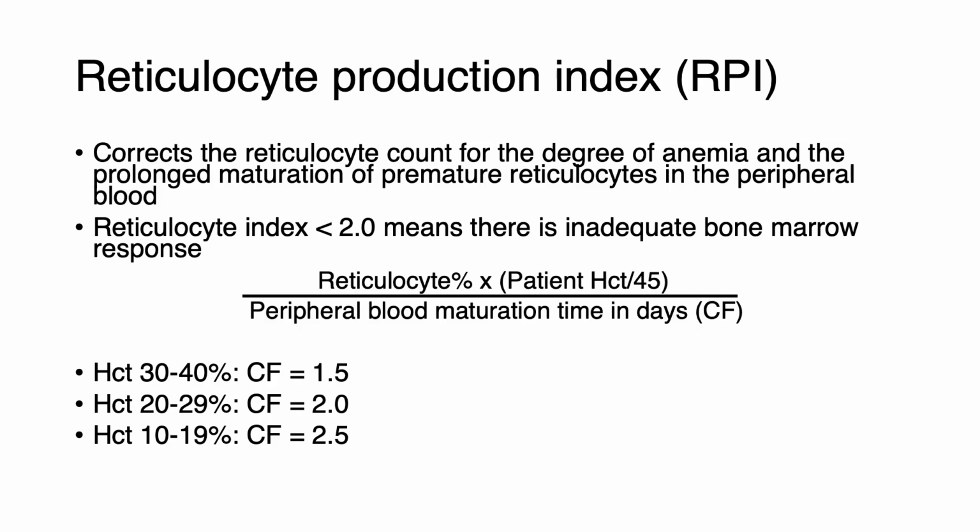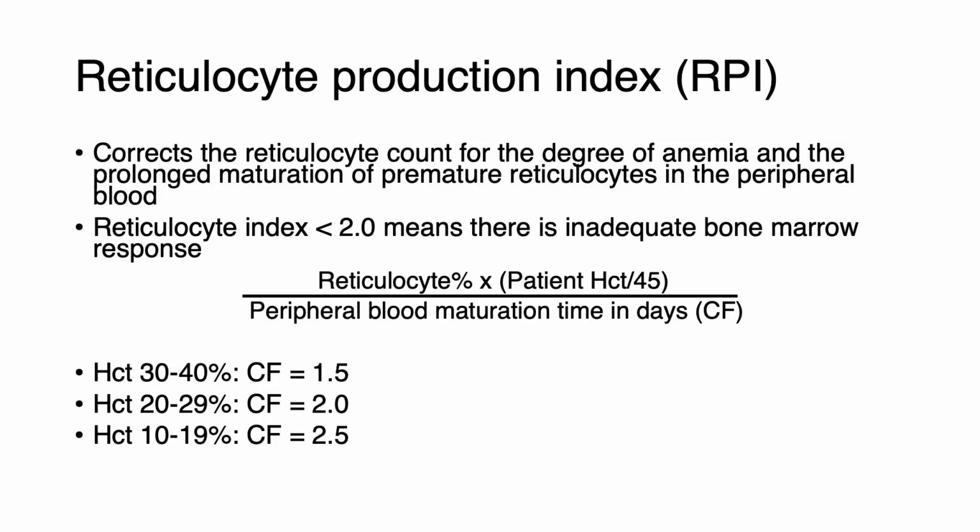Now, you can use the reticulocyte percentage as a pretty good estimate for whether there's increased production in the bone marrow due to acute blood loss or hemolysis. But the severity of the anemia will actually affect the maturation time of those reticulocytes. And so we actually use something called the reticulocyte production index to correct for that. Normally the first 3 days of reticulocyte maturation happen in the bone marrow, and the last 24 hours in the peripheral blood.